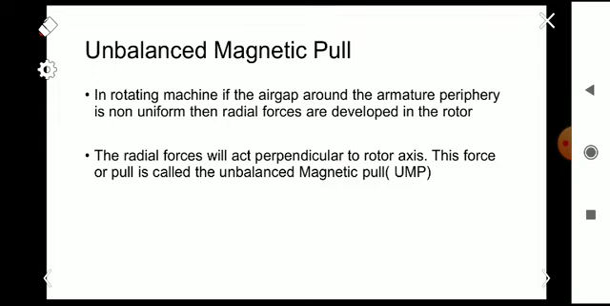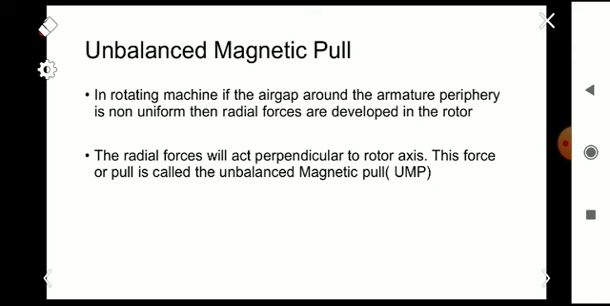In this video we will discuss the unbalanced magnetic pull happening in machines. Normally in a rotating machine, if the air gap around the armature periphery is non-uniform, then radial forces are developed in the rotor. It may be due to manufacturing tolerance and other irregularities that the air gap becomes non-uniform. In that case, radial forces are developed in the rotor, and normally the direction of the radial force is perpendicular to the rotor axis. This force or pull is called the unbalanced magnetic pull, or UMP.